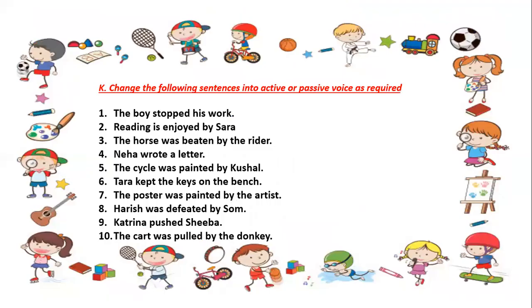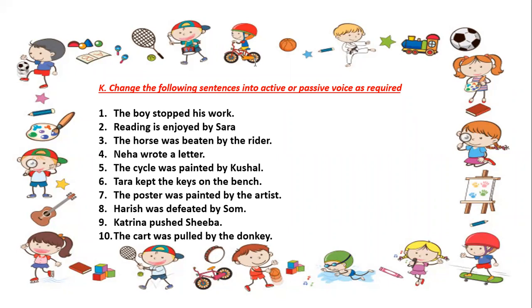Okay, students. Next one, exercise K. This is the last exercise also. You have to change the following sentences into active or passive voice as required. So students, over here, you will first identify what voice it is and then change it. Okay. The boy stopped his work. So this is active voice. Let's change it to passive voice. This you will do in your notebooks. The work was stopped by the boy.